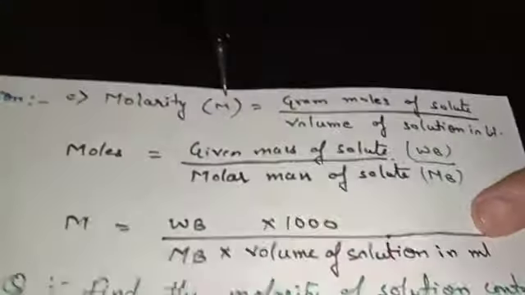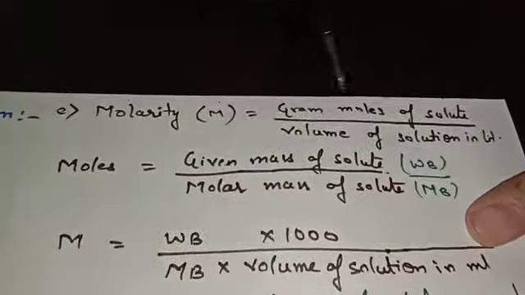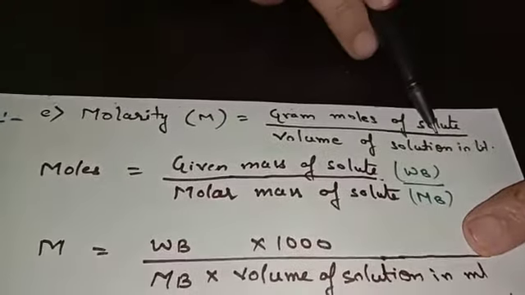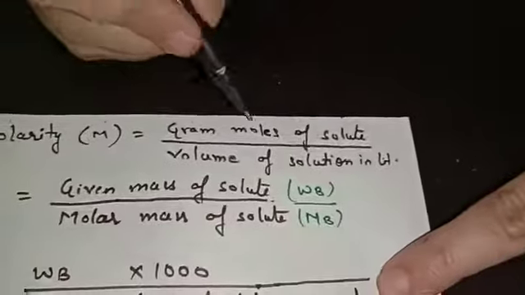After that, the next will be molarity. Molarity is represented by capital M, and it is gram moles of solute upon volume of solution in liters. So how can you calculate moles?